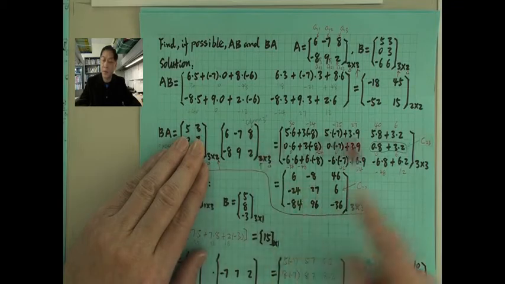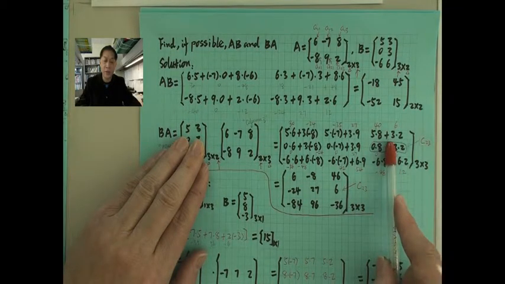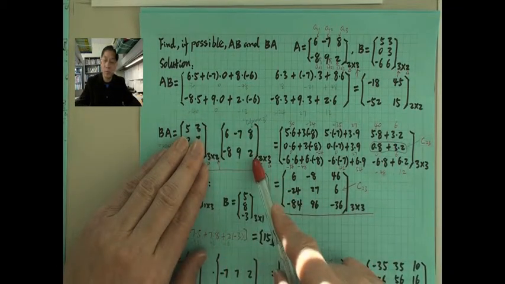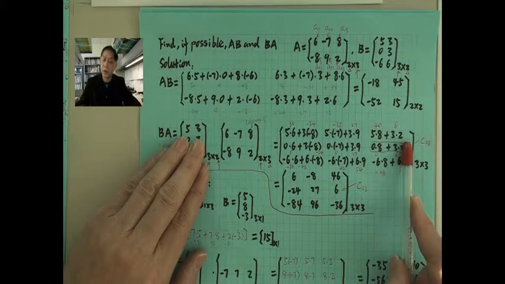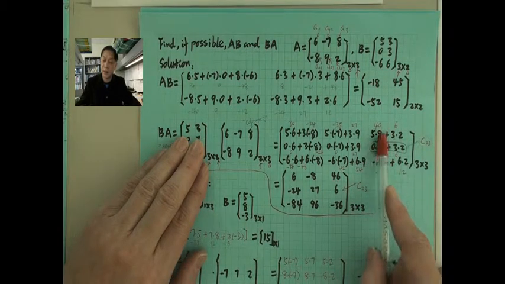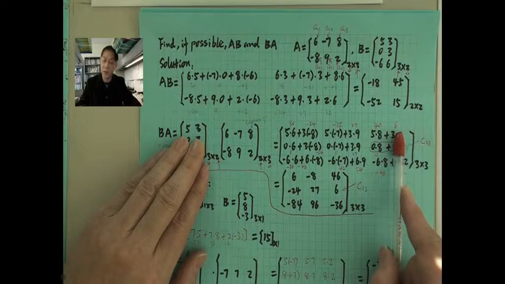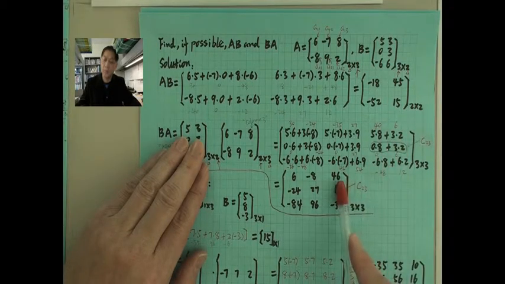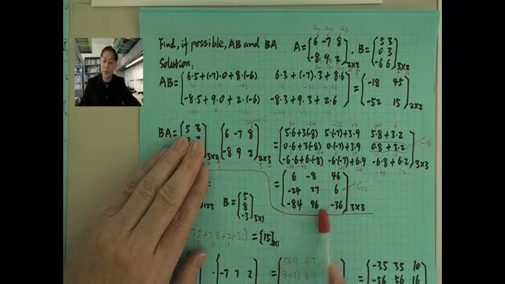5 times 8, 5 times 8. Plus 3 times 2, 3 times 2. So 5 times 8 is 40, 3 times 2 is 6. Together 46. Now another 6 elements. Let me pick one. Pick this one to see how we get it. You may try the rest of them.